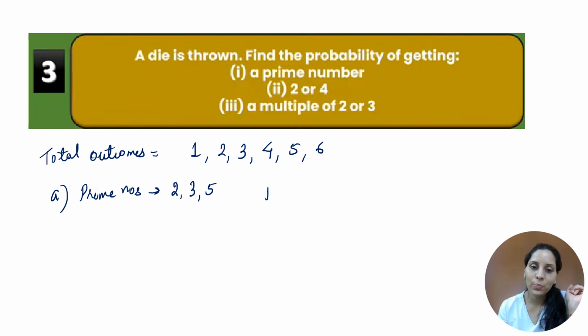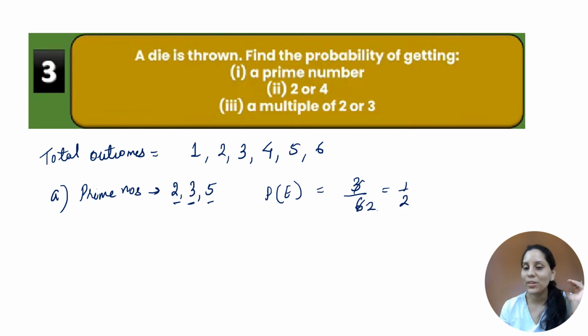So if I want the probability of this event, probability is what? Favorable outcomes divided by total outcomes. I'm not writing the formula. How many favorable outcomes? There are 3 favorable outcomes divided by 6 total outcomes, which is 1 by 2. Always write it in reduced form, and you can just leave probability in fraction form. You need not convert into decimal form.